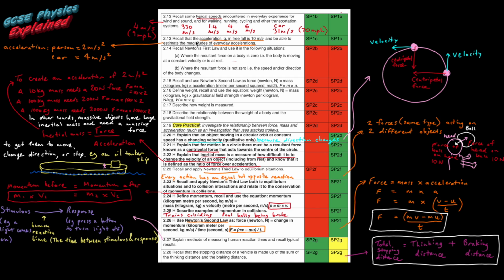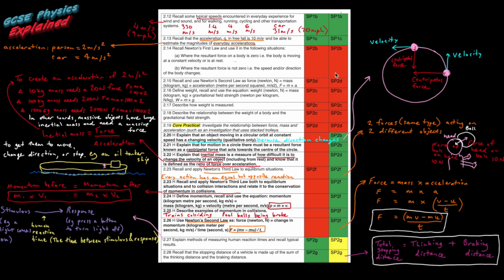12.13. Recall that the acceleration g in free fall is 10 meters per second squared. So you'll get 1 mark just for knowing how big gravity is on Earth, which is this value here, 10, and be able to estimate the magnitudes of everyday accelerations. The acceleration of a person could be 2 meters per second squared, or if it's a car, 4 meters per second squared. That wouldn't be a sports car, because that would be even higher.